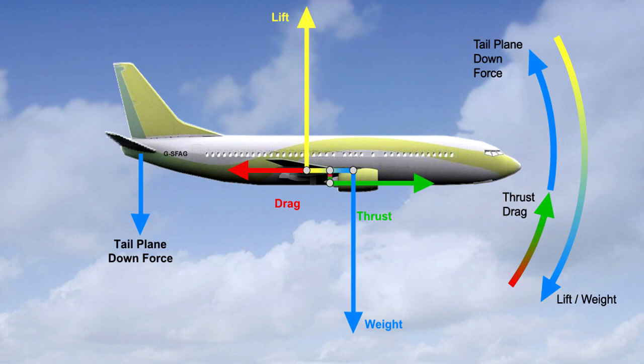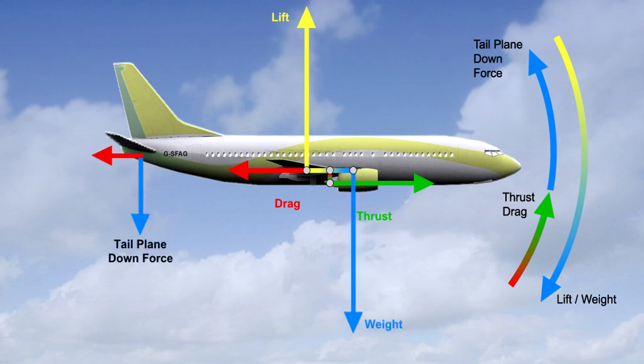The downforce generated at the tail is called tailplane downforce or tail load. Although such a force is necessary for level flight, it does have two adverse effects on aircraft performance. Firstly, notice that the tailplane downforce acts in the same direction as weight. It therefore increases the effective weight of the aircraft.